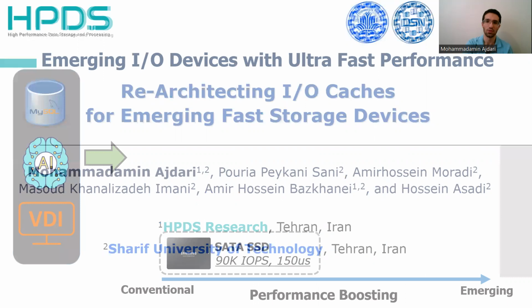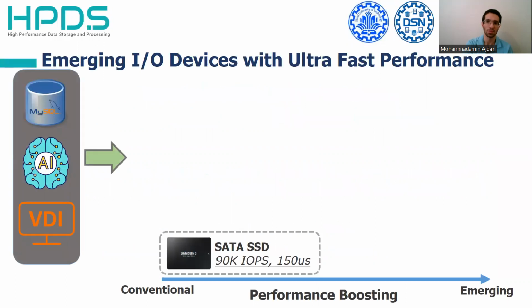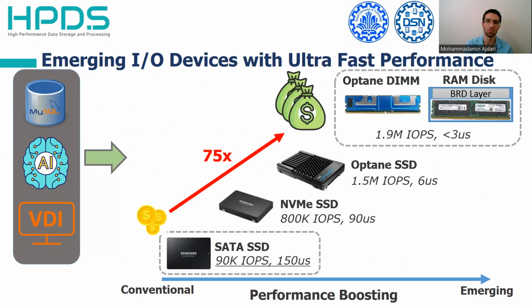In recent years, I/O-intensive and performance-sensitive applications have become popular. Conventional SSDs are no longer sufficient to meet the performance demands. Thus, new storage devices, such as Optane DIMMs and DRAM-based storage, have emerged to provide multi-million IOPS and minimal latency. But they are up to 75 times more expensive, which makes their usage difficult.